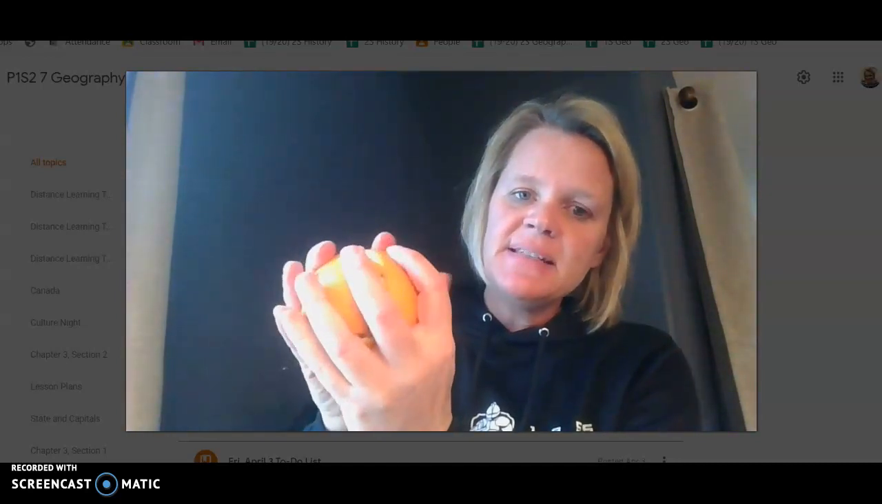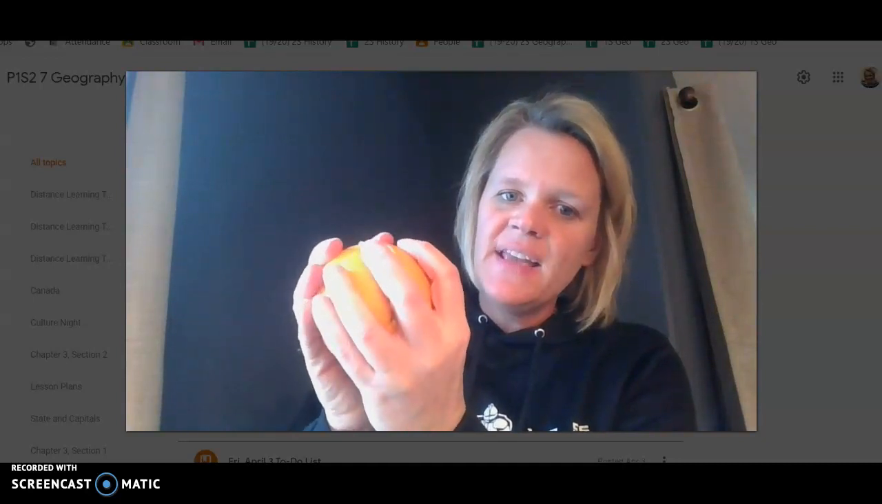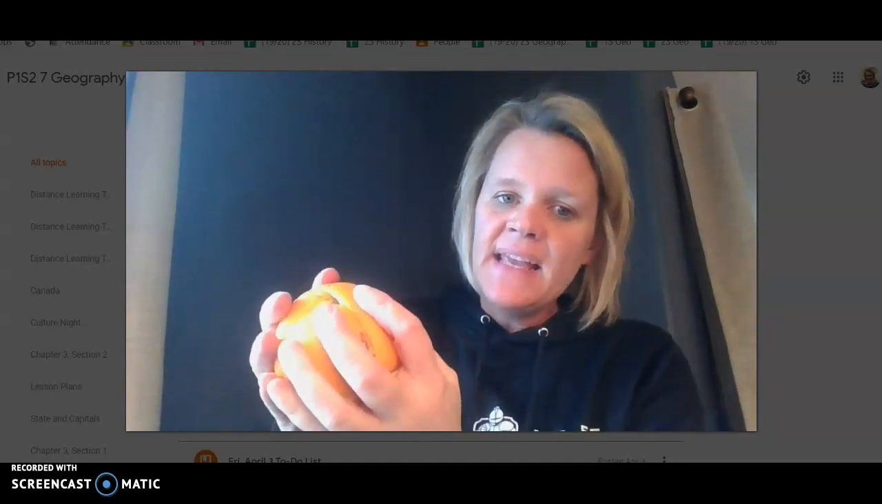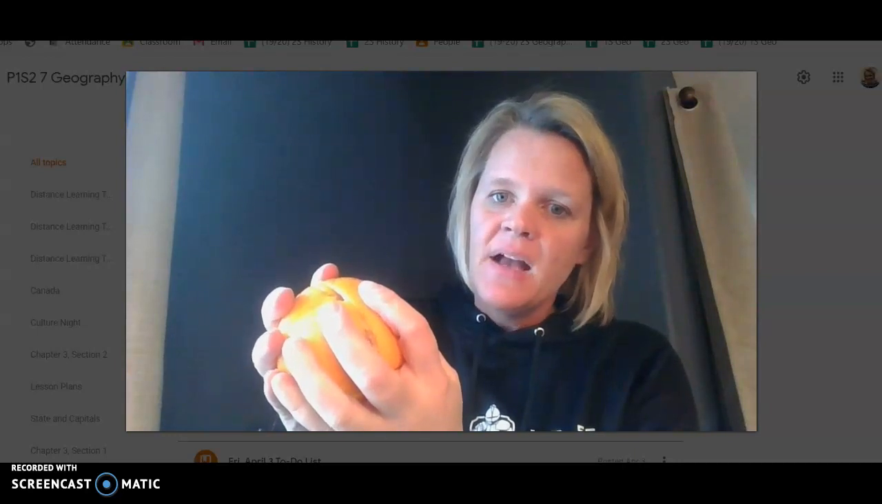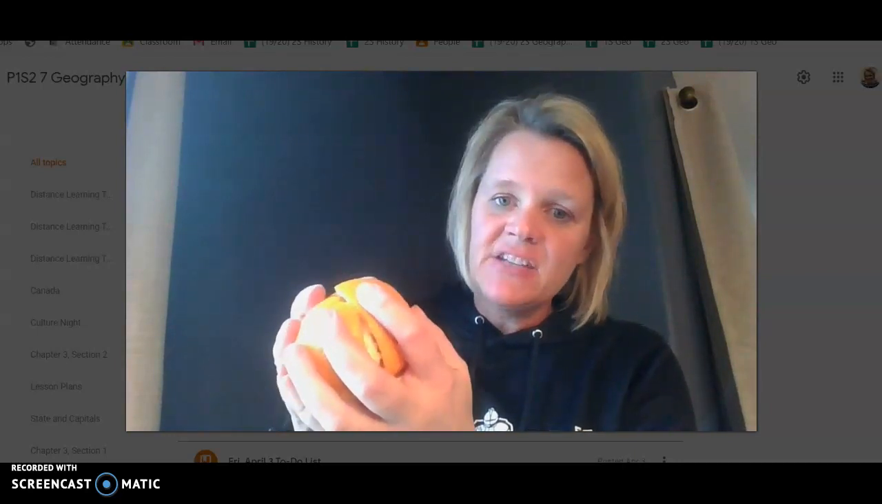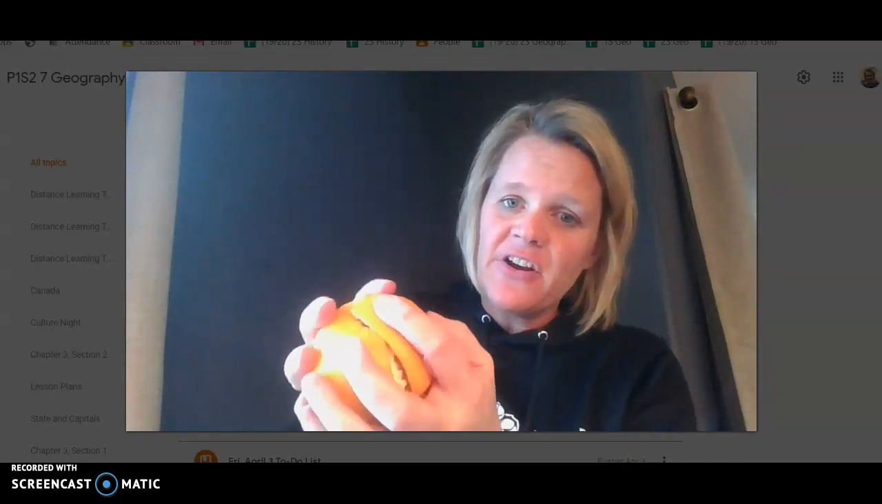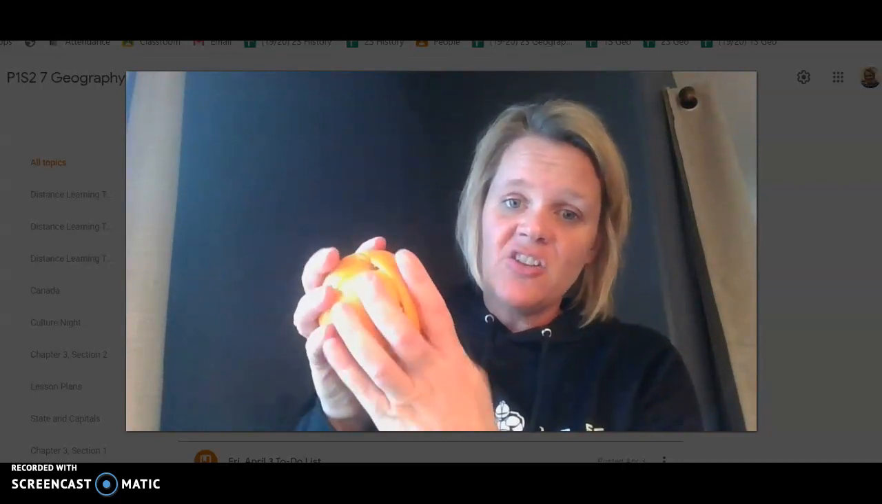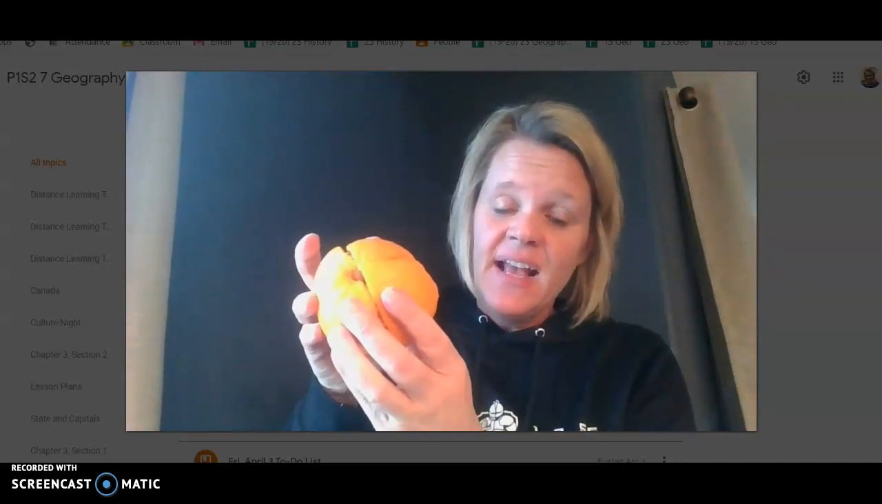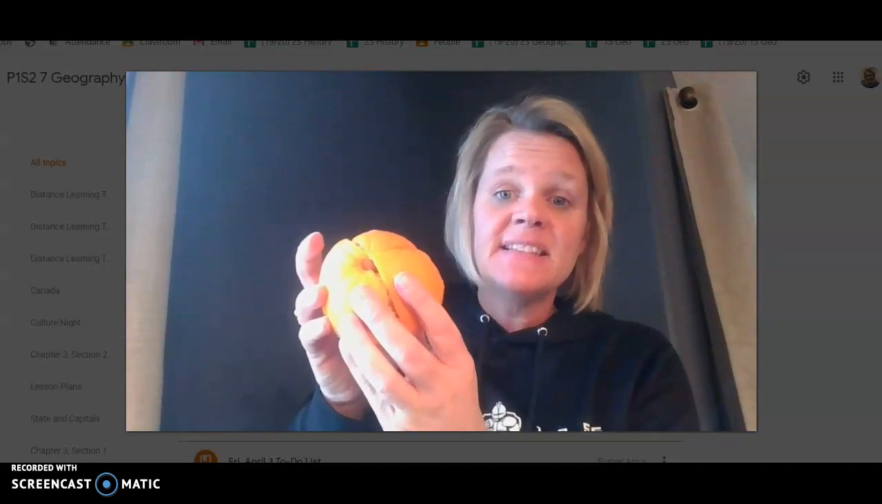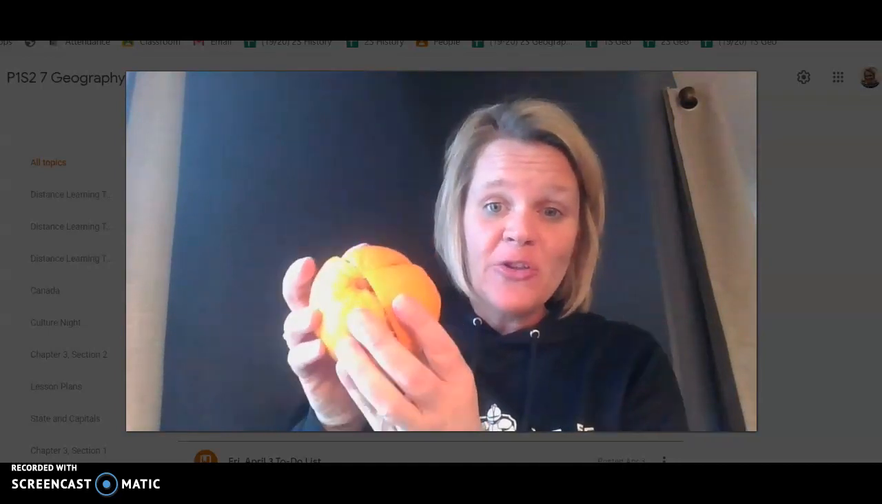But these pieces are always moving slightly, running into each other, slipping past each other, going over each other, and all of that activity is called seismic activity, and it causes things like volcanoes and earthquakes.